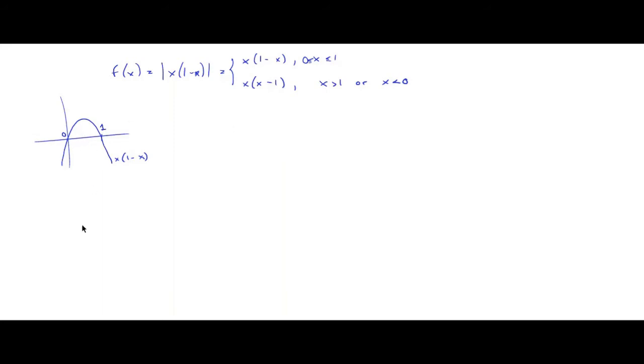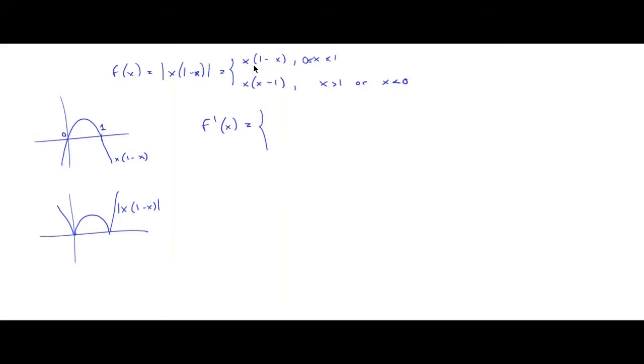Now, let me plot the absolute value of that function. The absolute value will make the positive part be the same, and for the negative part, it would be the same thing but mirrored against the x-axis. So this is the absolute value of x times 1 minus x. Let's see what the extrema of this function are. In order to do that, we compute the derivative of this function.